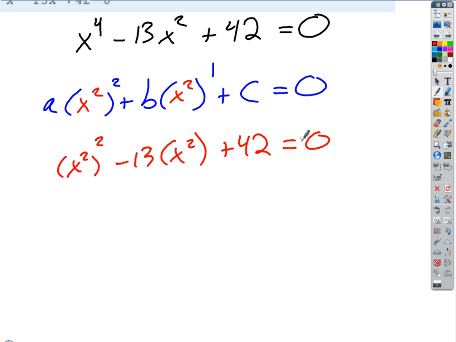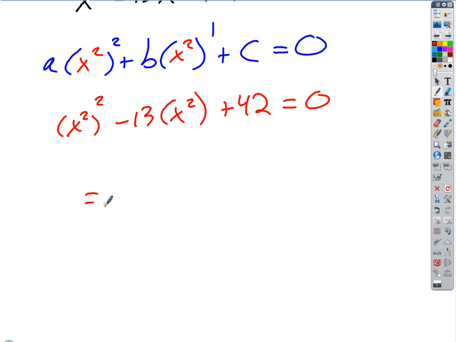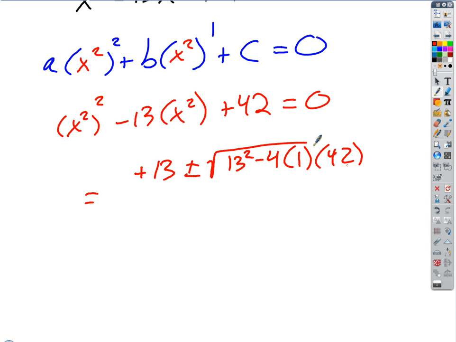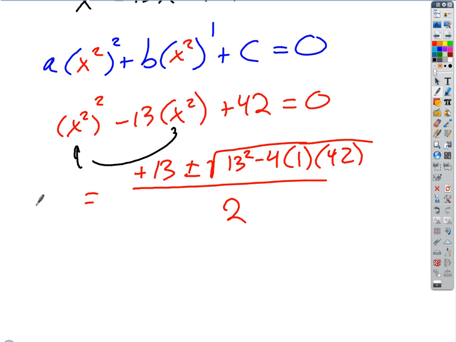We know from the quadratic formula that something always equals, if it's written in a quadratic form, negative b, so that's positive 13 plus or minus the square root of b squared minus 4 times a times c, divided by 2, right? What's the something this time? Whatever is showing up in here is what we're setting equal to that sum in the quadratic formula. So it's an x squared this time, right?